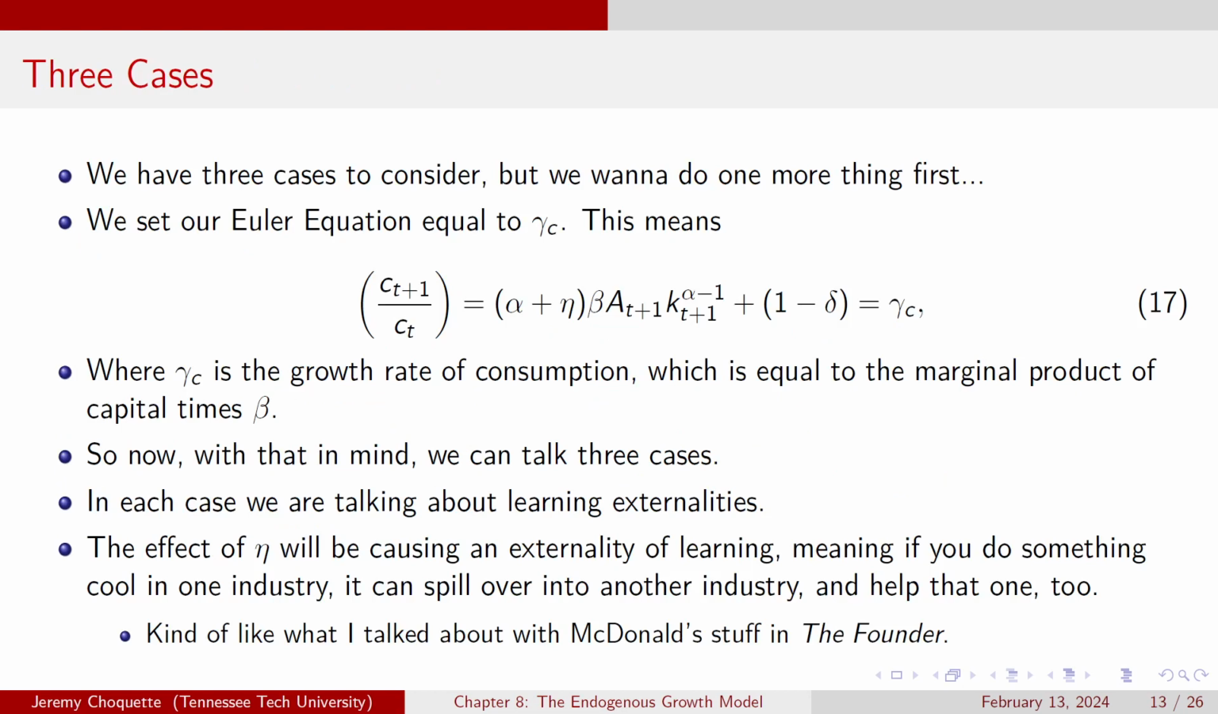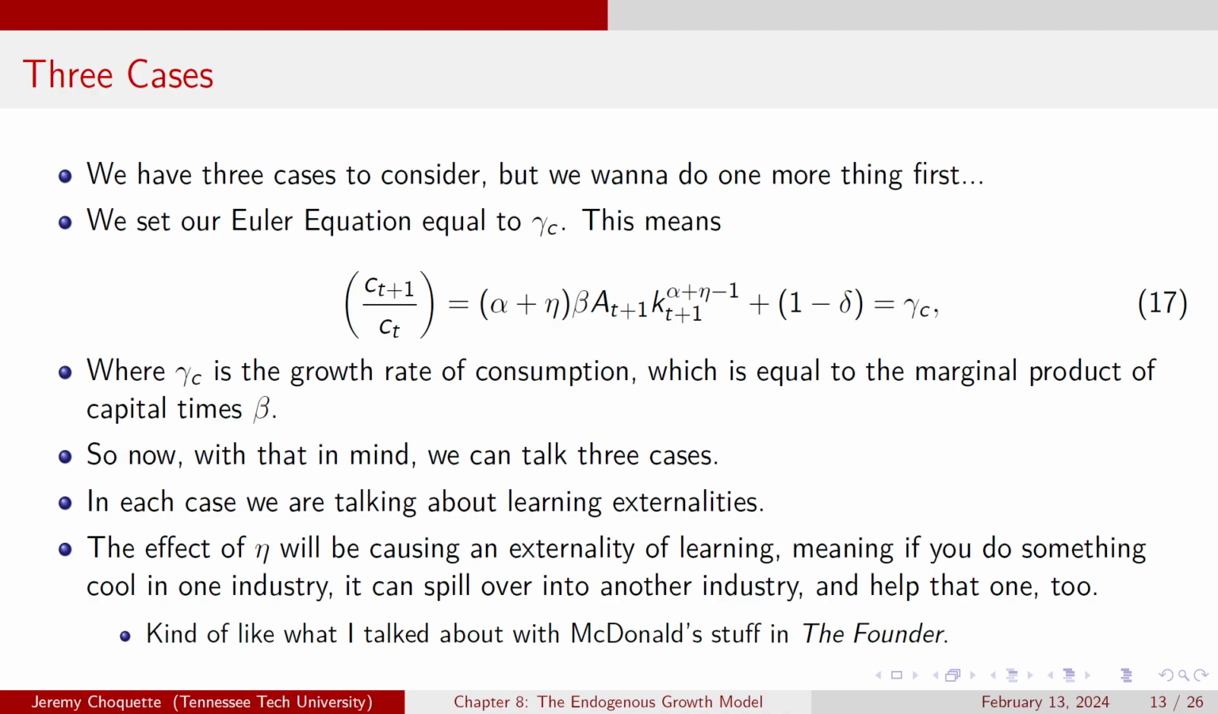Let's do one more thing. Let's set that Euler equation equal to gamma with a little c subscript. So that C_{t+1} over C_t equals alpha plus eta times beta times A_{t+1} times K_{t+1} to the alpha plus eta minus 1. Alpha plus eta minus 1 now. Voila. Another change that just happened like magic out of the blue. So alpha plus eta minus 1 plus 1 minus delta equals gamma sub c.